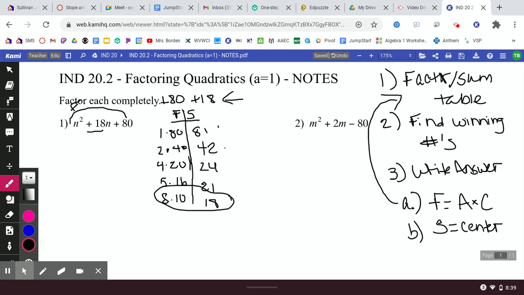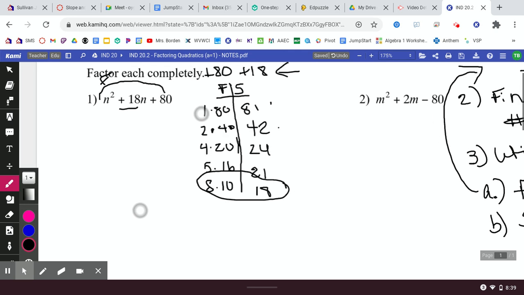Now, you're ready to write your answer. This is the beauty of the ones that start with a 1, right? Here's your answer. Remember, your answer is a binomial. So it is bracket. Is this an X? You got to watch your variables. In this particular problem, it's an N, right? So don't get lazy and always think X. So it's a single N.